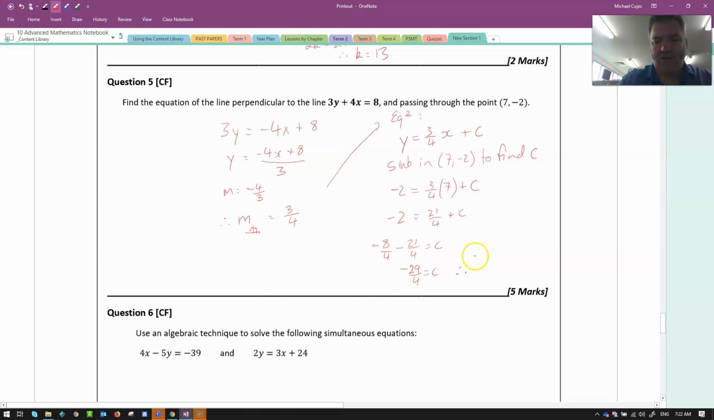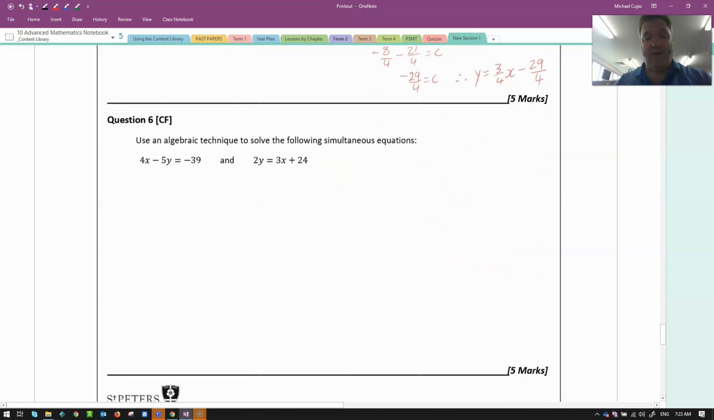So my equation is going to be y equals 3 quarters of x minus 29 over 4. If you wanted to write that as 3x minus 29 all over 4, absolutely correct and not a problem with that.